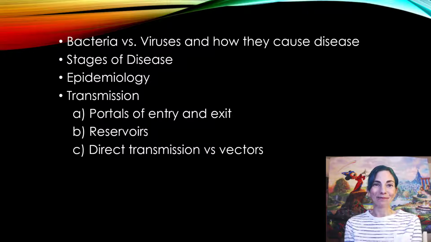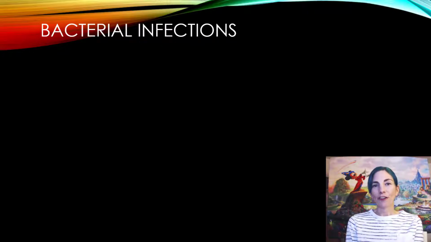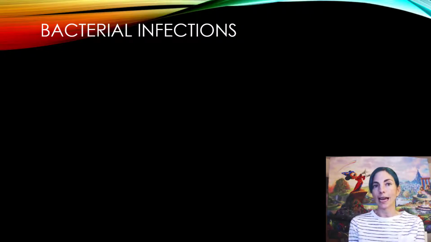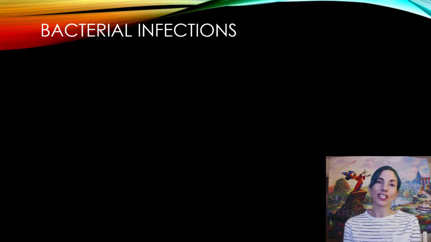So let's get started. We are first going to take a look at bacterial infections. Now, in this class, we have an entire module dedicated to looking at the various species of bacteria that cause infections and what types of infections they cause and often how they cause them. So what I'm going to do is give you a general strategy that most bacteria employ to cause infectious disease. Let's take a look at an animation.